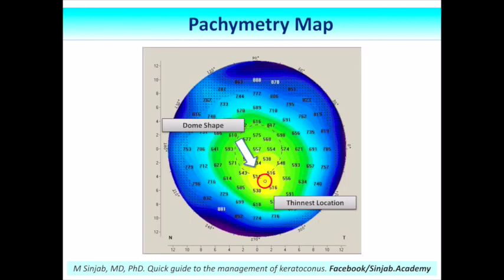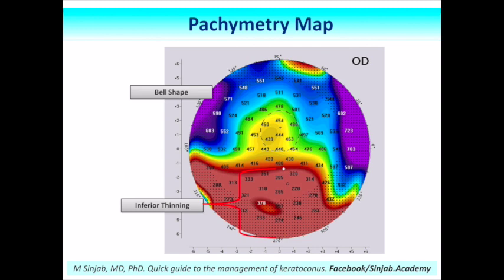such as the vertical displacement, where we call the shape the dome shape, which is an indicator of keratoconus or ectatic corneal disorders. There is another abnormal shape, which is a hallmark of pellucid marginal degeneration on the pachymetry map. This is called the bell shape. It takes a shape of a bell.